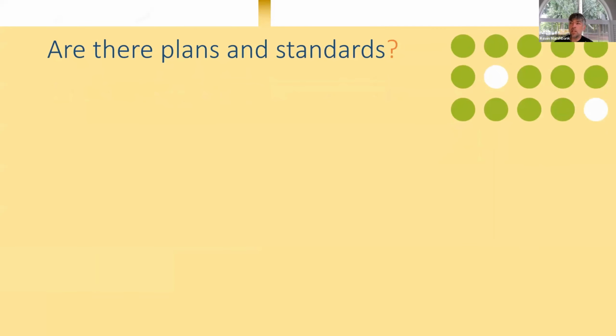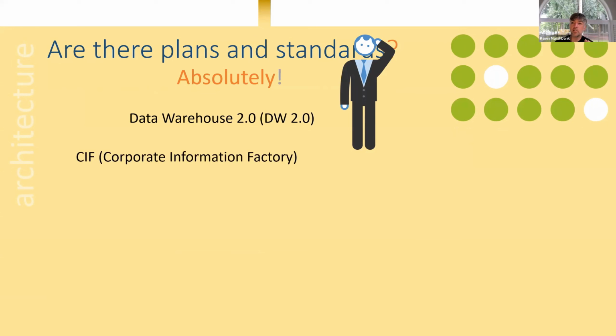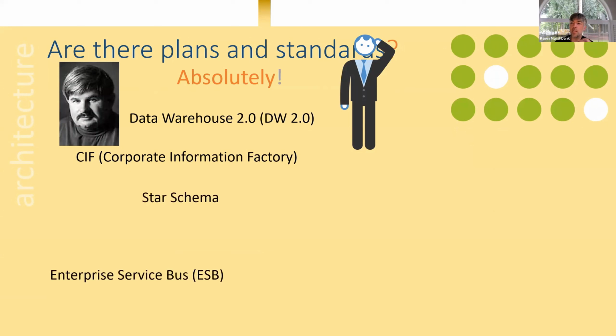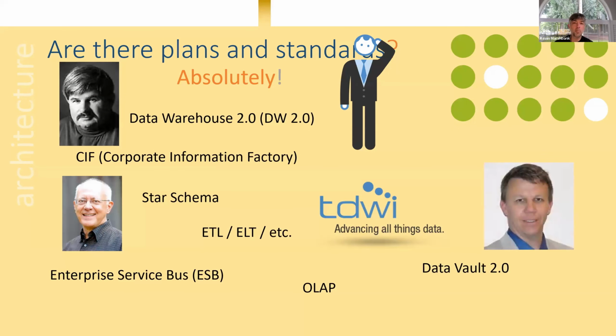So are there plans and standards? Of course, we all know that. We'll go through here, and again, this is an old slide, so it's nice to show the fathers of data warehousing. We've got Bill Inmon here, younger picture there, DW 2.0, Corporate Information Factory. We've got Kimball, Star Schema, Enterprise Service Bus, and then, of course, we have Dan with Data Vault 2.0. So you can see here, obviously, a younger picture as well for Dan. So you're welcome, everybody out there.